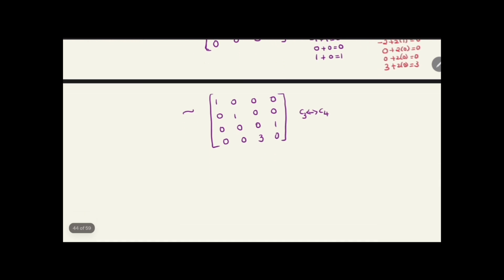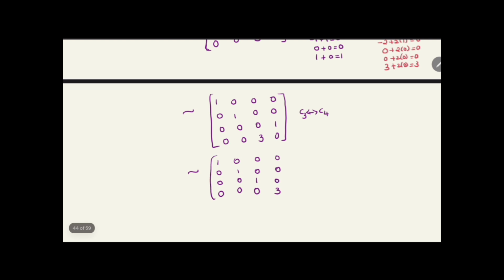Is that clear, students? According to the steps I explained you, that is for 3 by 3 matrix. This is a 4 by 4 matrix. So column 1 remains the same, that is 1 0 0 0. Column 2 is 0 1 0 0. Column 3 will be replaced with column 4, that is 0 0 1 0. And column 4 will be replaced with column 3, that is 0 0 0 3.